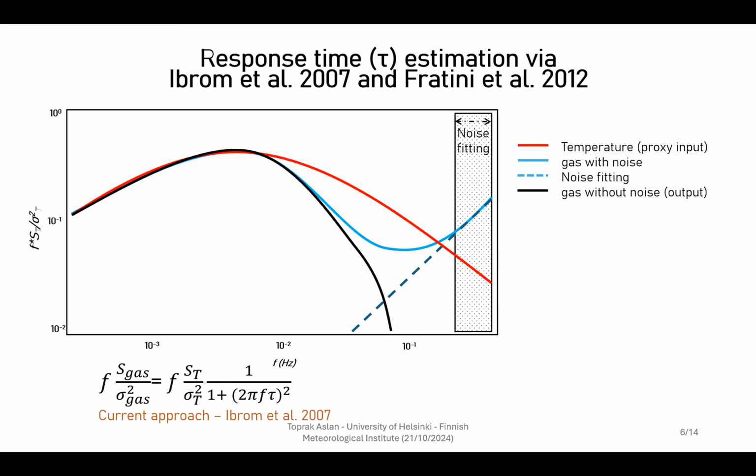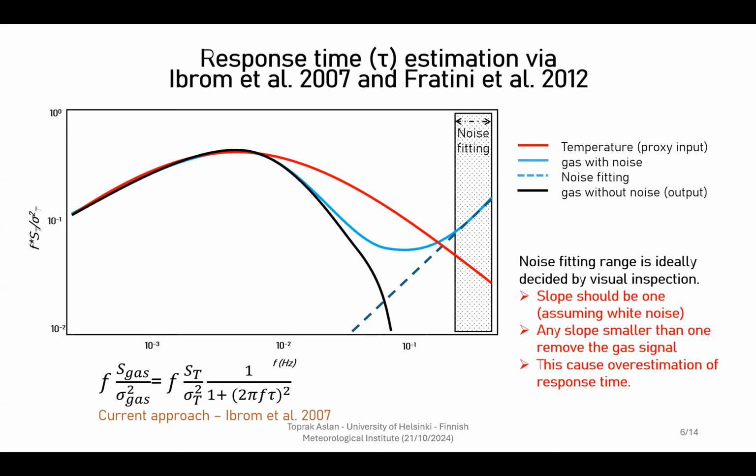But here the noise fitting range is decided by visual inspection, and this is the ideal case. Many researchers use the default fitting threshold provided in EddyPro, and it is 1 Hertz. One important issue to highlight here is that the slope of this fit should be 1. If we assume the noise is white noise, then the slope should be 1. But if it is smaller than 1, then this removes part of the signal and causes overestimation of response time. So this is the problem here.